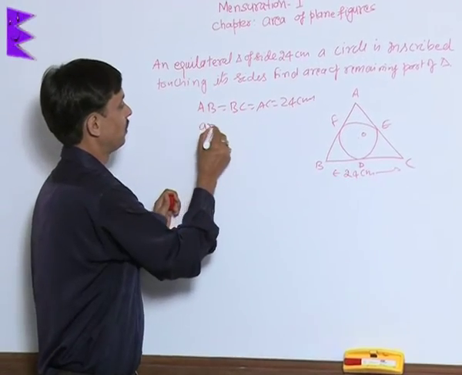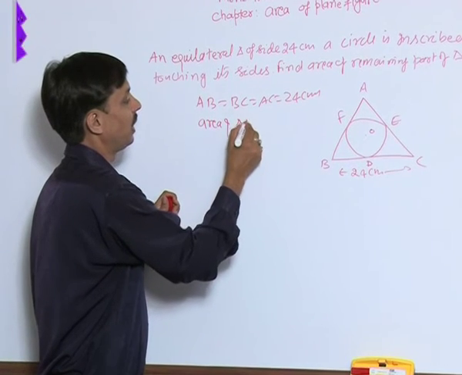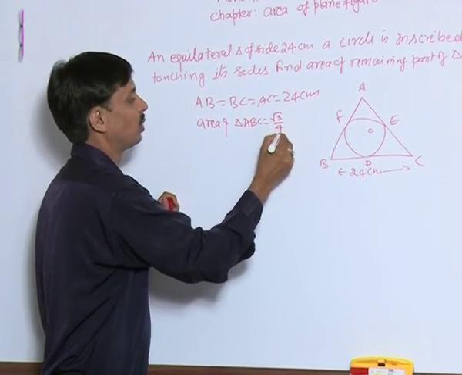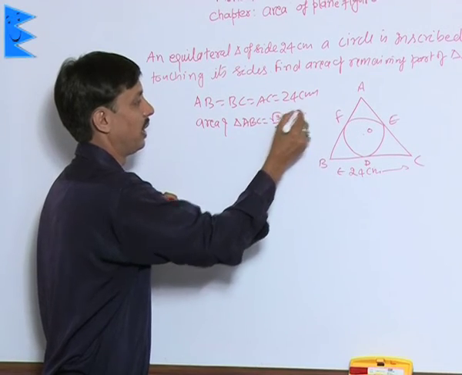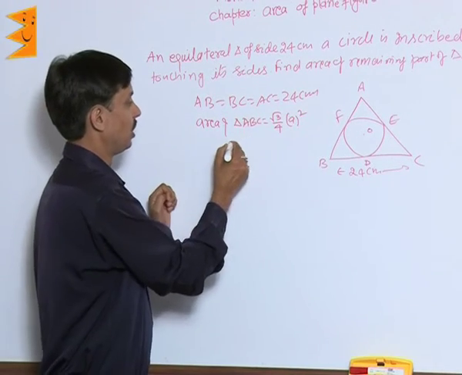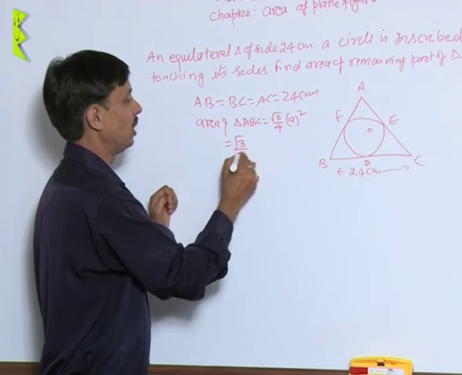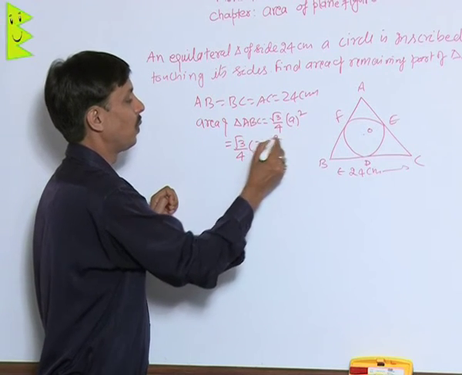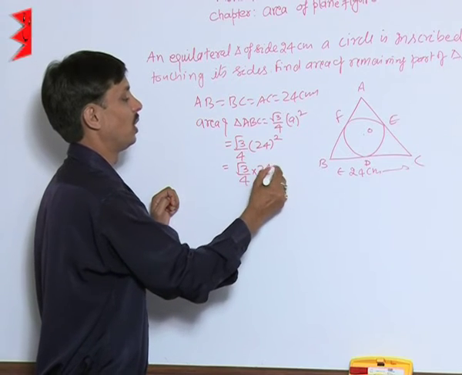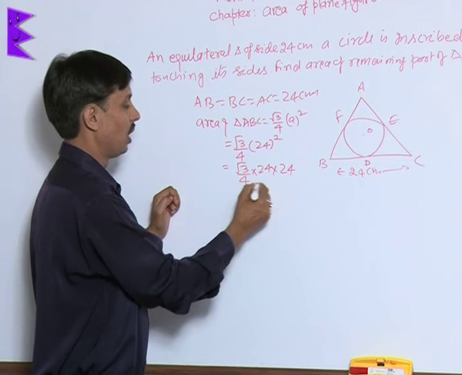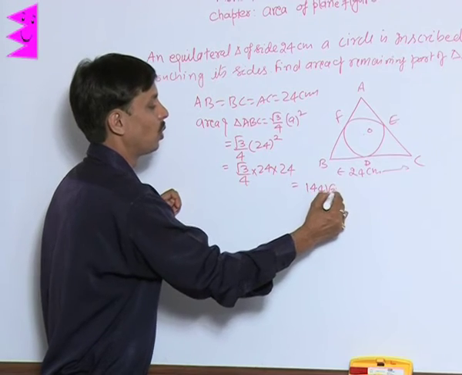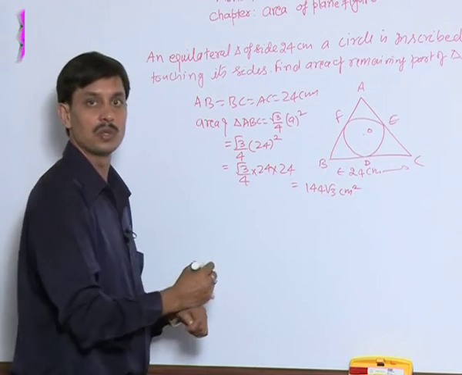Area of triangle ABC, that is an equilateral triangle, is given by root 3 by 4 A square. A stands for the length of the side of the equilateral triangle. This becomes root 3 by 4 into 24 whole square, which is root 3 by 4 into 24 into 24. So this gives the result 144 root 3 centimeter square.